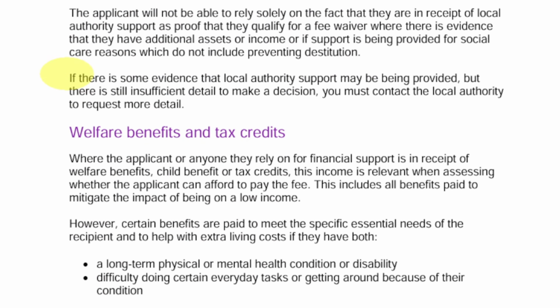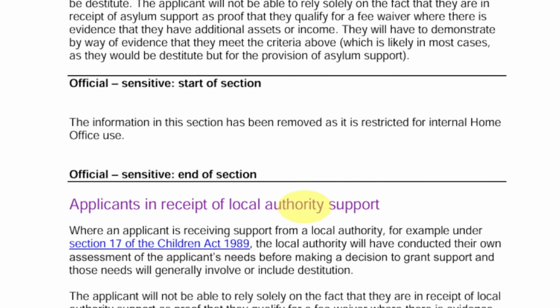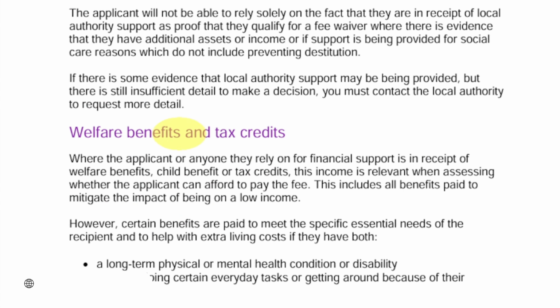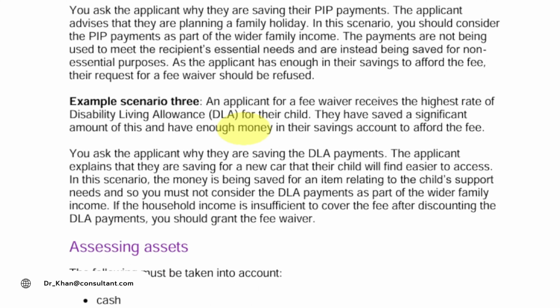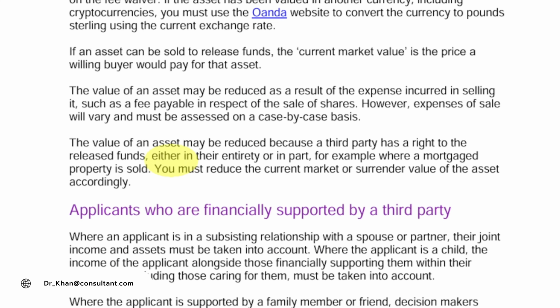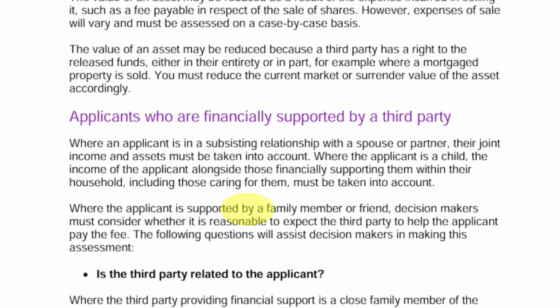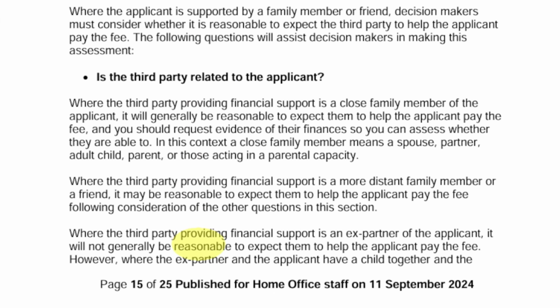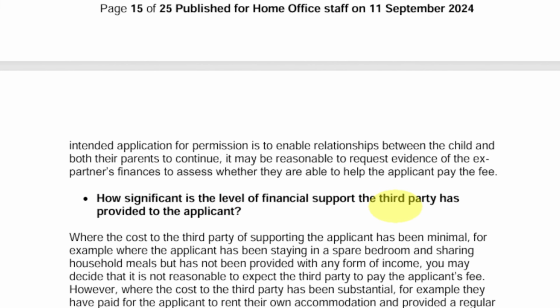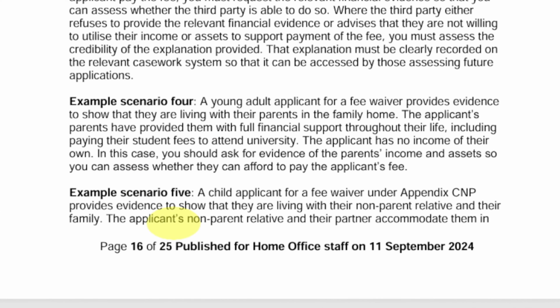Now, if we go down, this is about the applicant in receipt of local authority support, welfare benefits and tax credit. Now, if we go down, applicants who are financially supported by a third party, the one which I was discussing. So if someone is supporting you, this is the complete guidance for it. How significant is the level of financial support from the third party provided to the applicant? How long has the third party provided the applicant with support? Scenarios they have provided as well, scenario 1, scenario 2, etc.